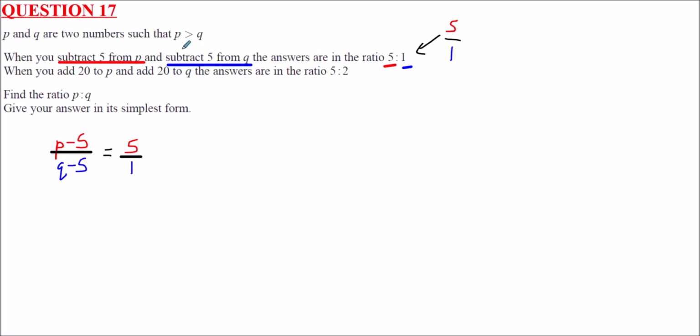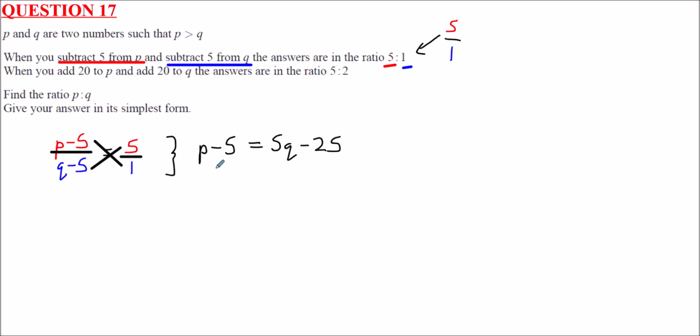Because these two values are in the same ratio as 5 to 1, then that value divided by this value, P minus 5 divided by Q minus 5, is the same as 5 divided by 1, which of course we know is 5. Now we can cross multiply to get a relationship from these two. If we multiply P minus 5 by 1, that just gives us P minus 5. But then if we multiply Q minus 5 by 5, well, 5 times Q is 5Q, and 5 multiplied by negative 5 is minus 25.